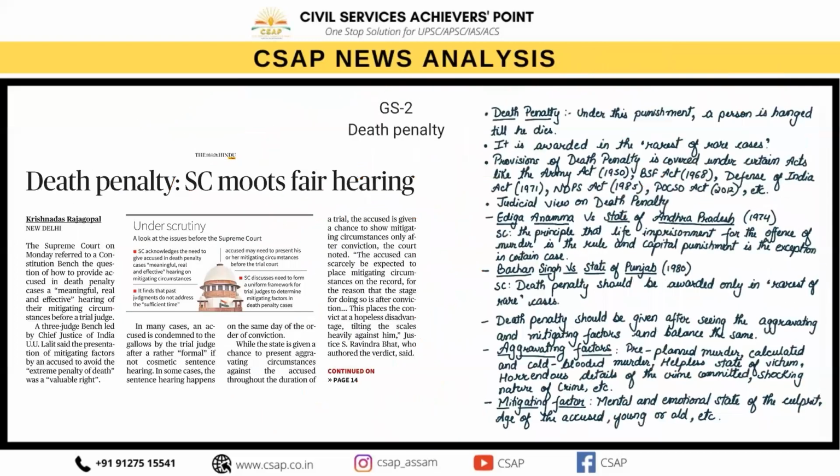Let's come to the next one, death penalty. Okay, so death penalty is directly going with the capital punishments. So here if I say, today you can see that the Supreme Court recently referred to a constitutional bench the question of how to provide accused in death penalty cases a meaningful, real, and effective hearing of their mitigating circumstances before a trial judge.